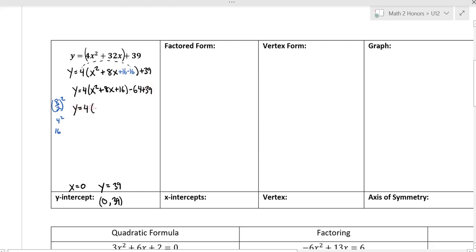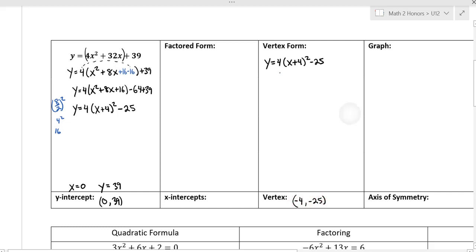Factor is going to be x plus b over 2 squared. And then negative 64 plus 39 is going to be negative 25. And so that's our vertex form. y is 4 times x plus 4 squared minus 25. And our vertex is going to be negative 4, negative 25.